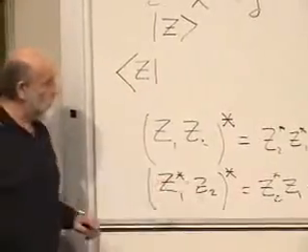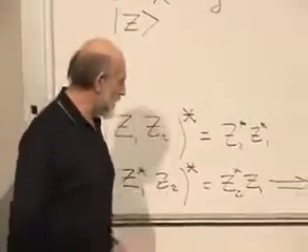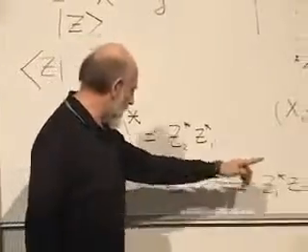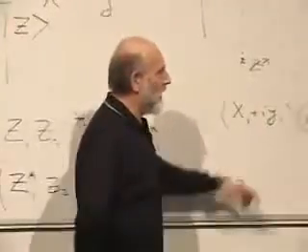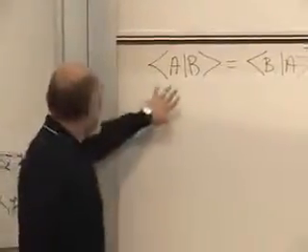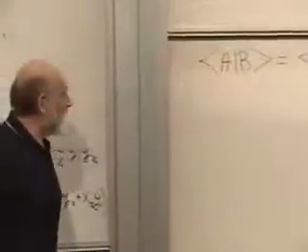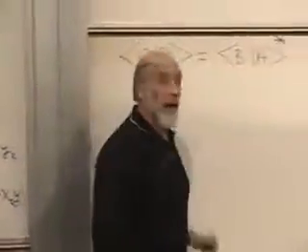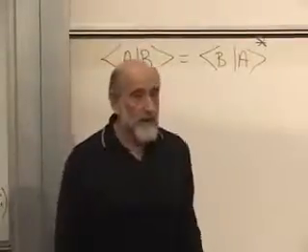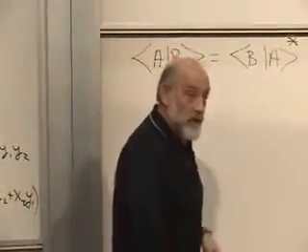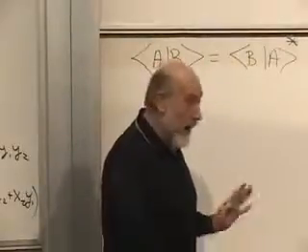Z1 star times Z2 star is Z1 Z2 star. Okay, you see what I've done. Right. Okay, so if you complex conjugate both factors, then the product complex conjugates. This is now to be taken as an abstract part of the definition of a good inner product.